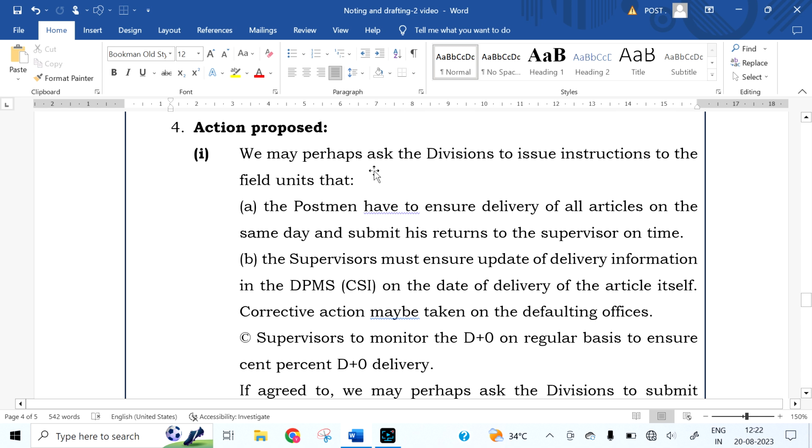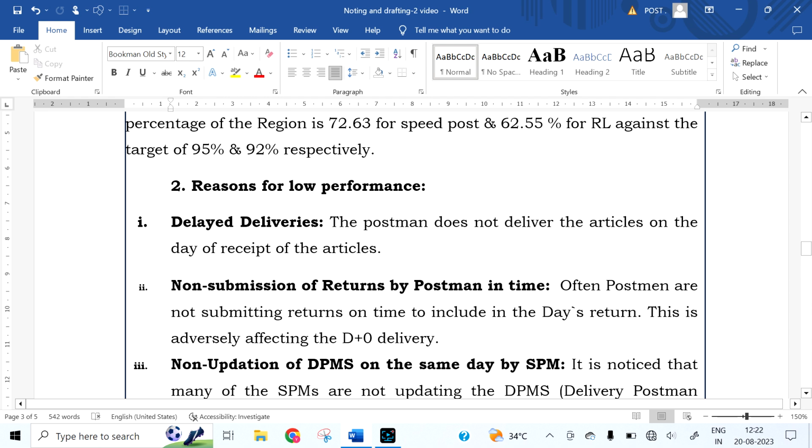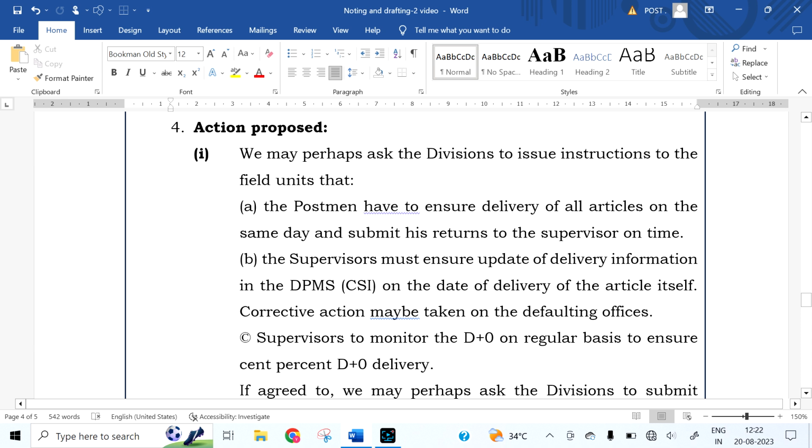In the action proposed, we may perhaps ask the divisions to issue instructions to the field units that the postman has to ensure delivery of articles on the same day and submit his returns to the supervisor on time. So these two things have been addressed here: the delayed deliveries and non-submission of returns. So we have asked the divisions to issue instructions like this. So 2 points are covered here.